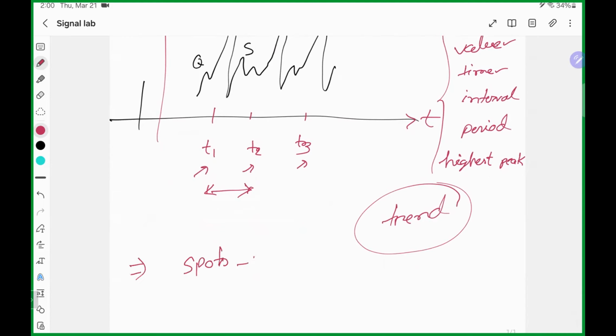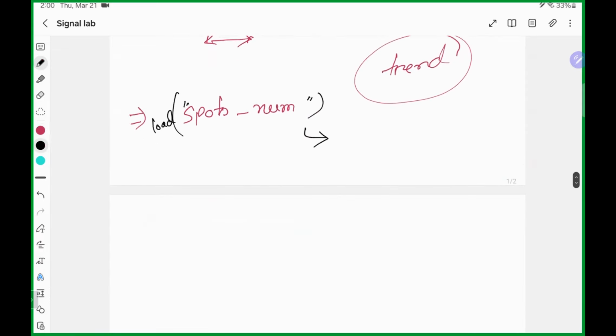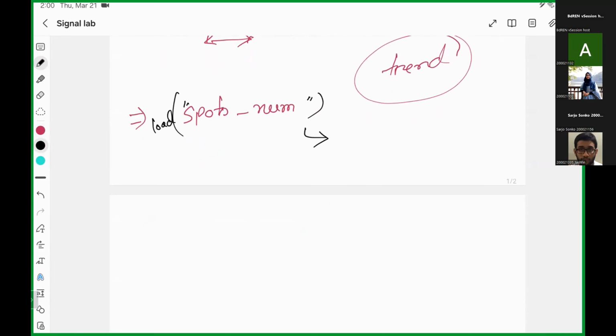If you load this signal, sports now, there is a function called load. If you load this way, you will have two variables in your workspace. Try to load this one in your MATLAB. Load this signal in your MATLAB. What do you see?